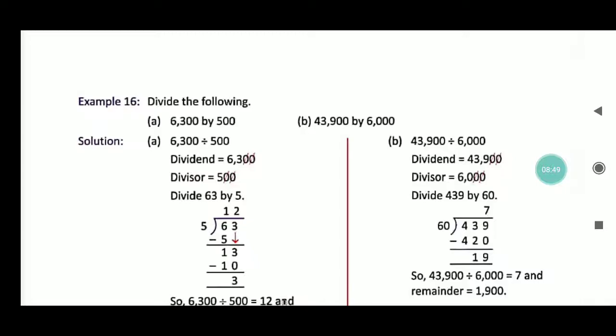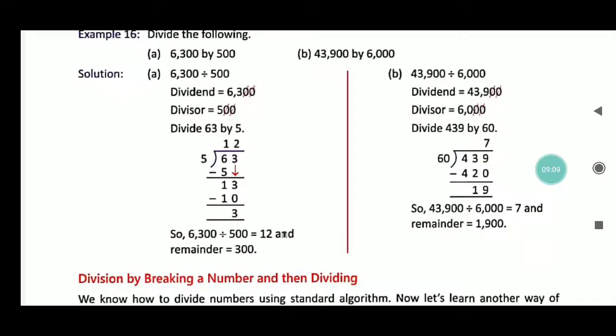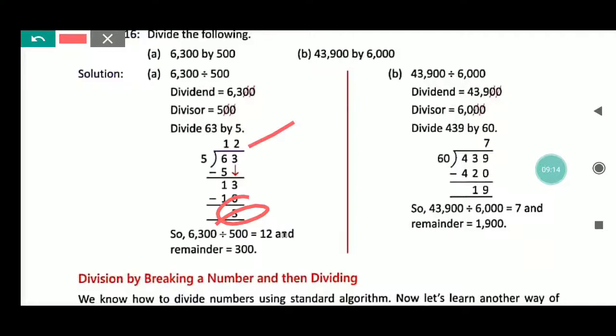Let's check with an example. Example 16a: 63,000 divided by 500. So what we have done, 63,000 divided by 500, that means we have crossed two zeros. So 63 divided by 5, simple division, we will get the quotient as 12 and the remainder as 3. That means 63,000 divided by 500 equals 126 with remainder 300.